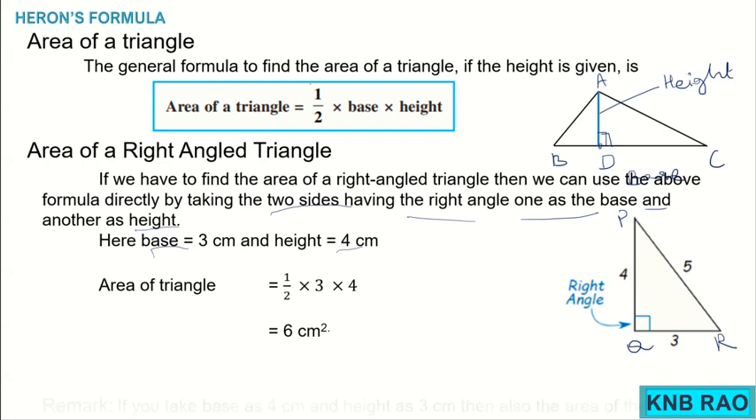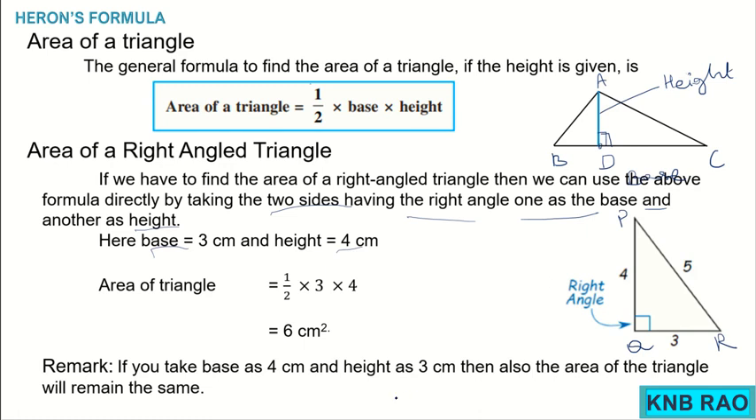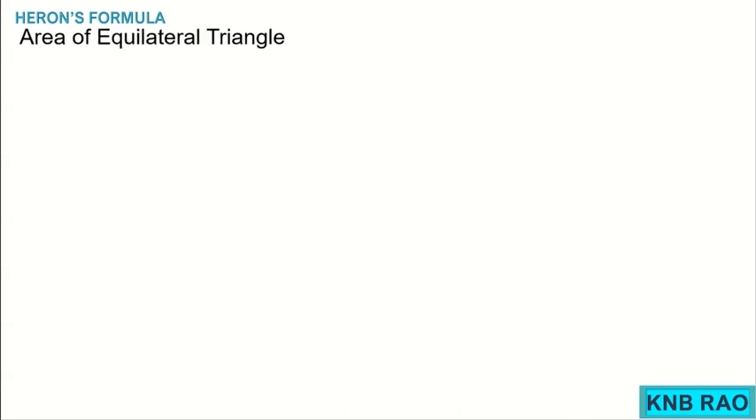Okay. Here if we take 4 centimeter as the base, then the corresponding height becomes 3 centimeters. Then also the area of the triangle will remain the same, 6 centimeter square. Now another special type of triangle I am taking is the equilateral triangle. Now how to find the area of that equilateral triangle?